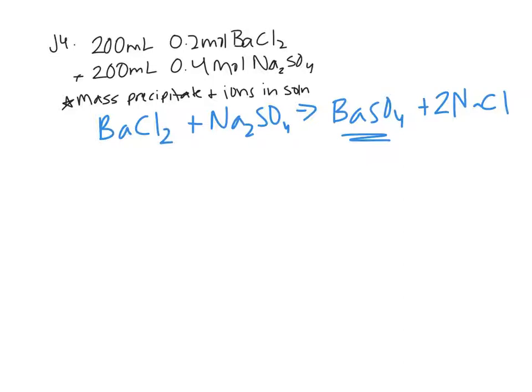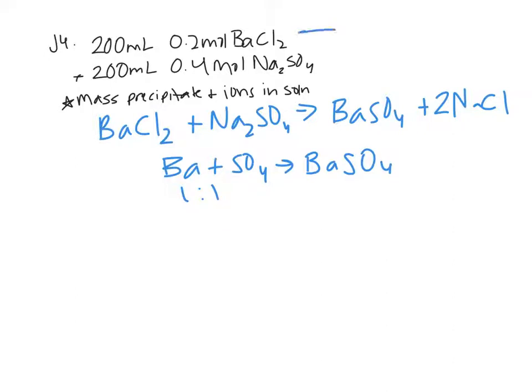For the first part, we've got to find grams of barium sulfate. Now we're given both reactants, so this is a limiting reactant problem. But we already know moles of each one, so we just have to compare. I'm going to write the net ionic equation, which is Ba plus SO4 making BaSO4. As you can see, this is a 1-to-1 ratio of ions, so whichever one has less is going to be your limiting reactant. Since we have 0.2 moles and 0.4 moles, this is my limiting reactant, and this is my excess reactant.